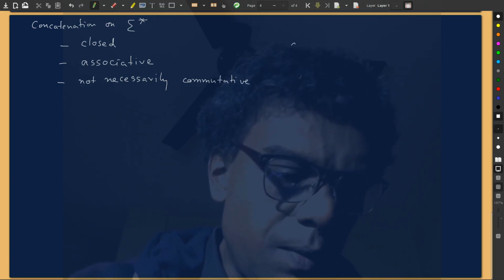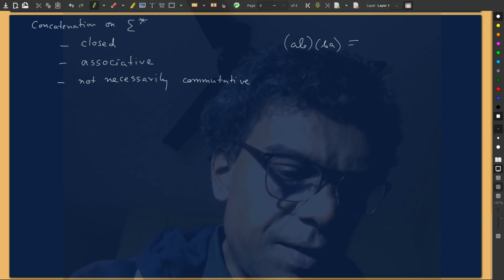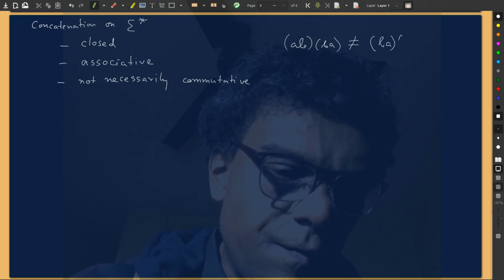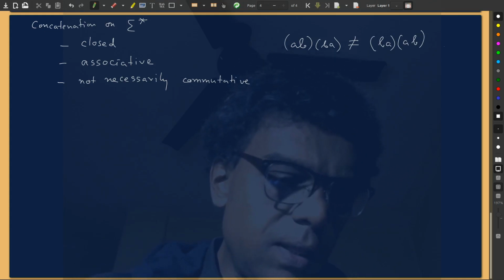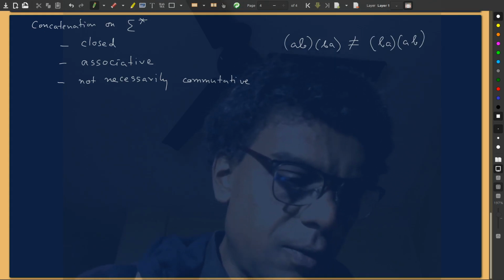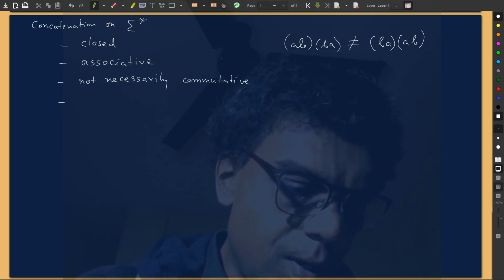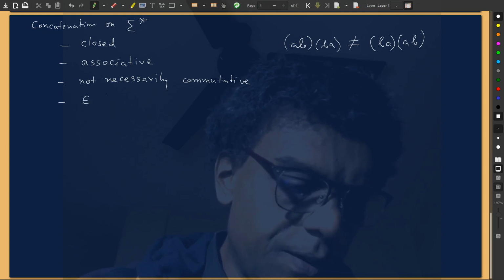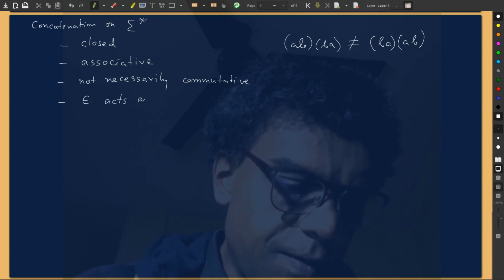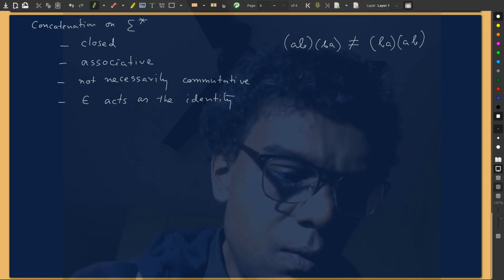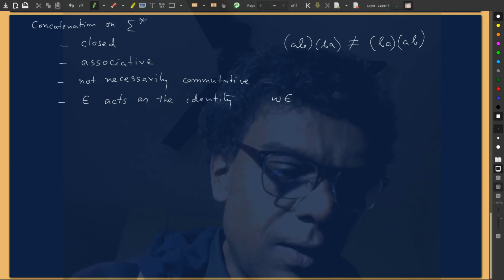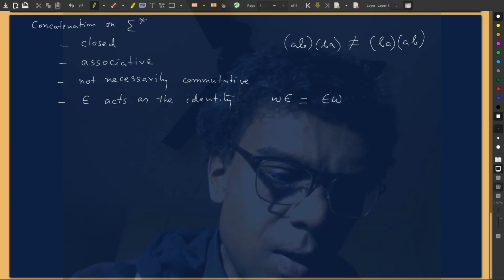For example, the concatenation of AB and BA as a string is not the same as the concatenation of BA and AB. This is ABBA, this is BAAB. So in general, commutativity does not hold for the concatenation operation. But this epsilon, the null string, acts as the identity. That means if you take any string W and concatenate it with epsilon, in this direction or this direction, you will get W.